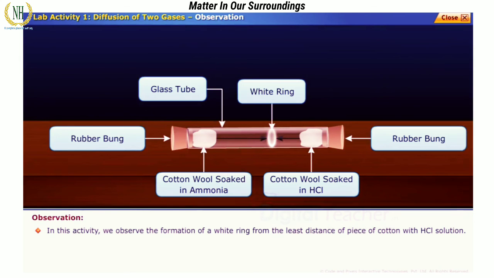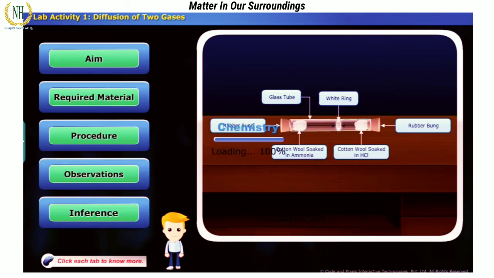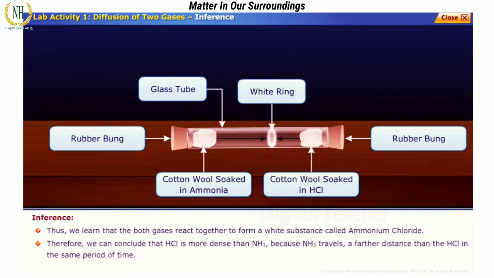In this activity, we observe the formation of a white ring at the least distance from the piece of cotton with HCl solution, because the hydrochloric acid gives off hydrogen chloride gas and ammonia solution gives off ammonia gas. Thus, we learned that both gases react together to form a white substance called ammonium chloride. Therefore, we can conclude that HCl is more dense than NH3 because NH3 travels a farther distance than the HCl in the same period of time.